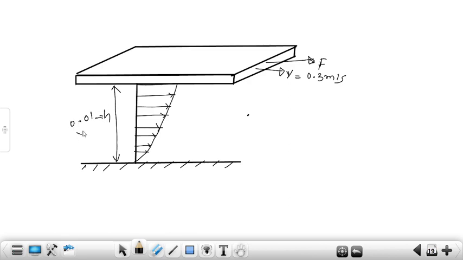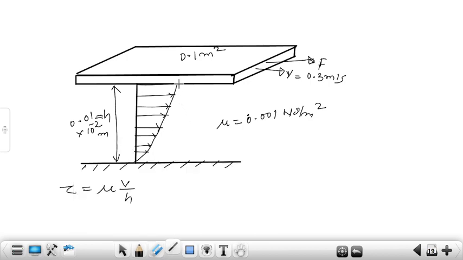0.01 centimeter, that means 10 to the power minus 4 meter, and the given viscosity is 0.0001 Newton second per meter square, and the plate area is given as 0.1 meter square. So from Newton's law of viscosity we know tau is equal to mu V by h, where mu is viscosity, V is velocity, and h is the distance between the two plates, assuming the profile is linear for a small distance.